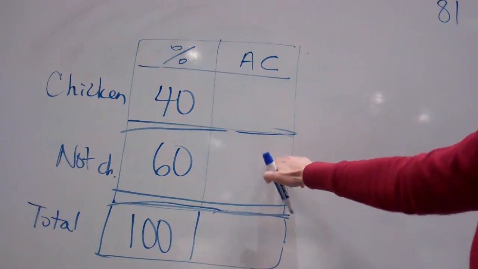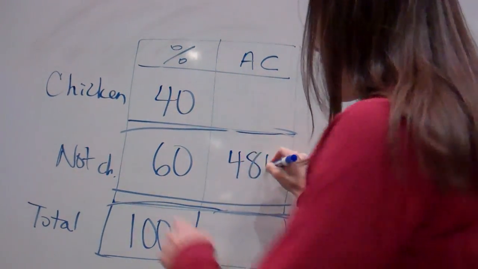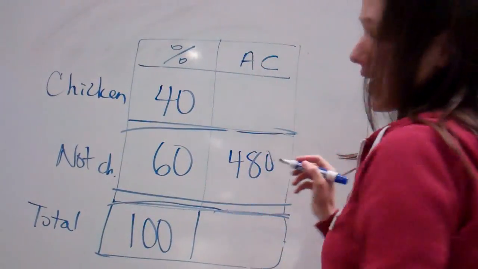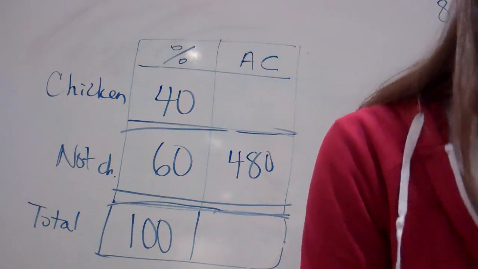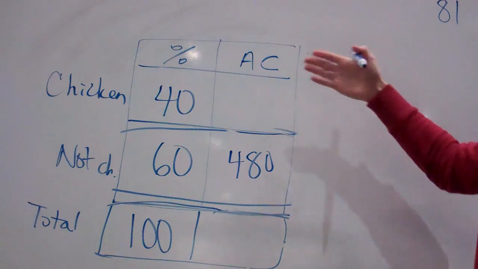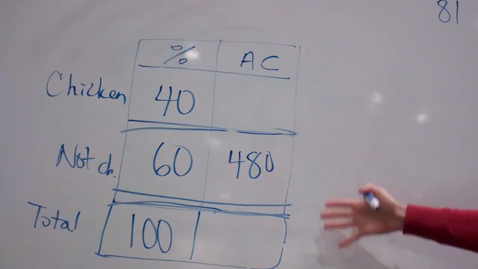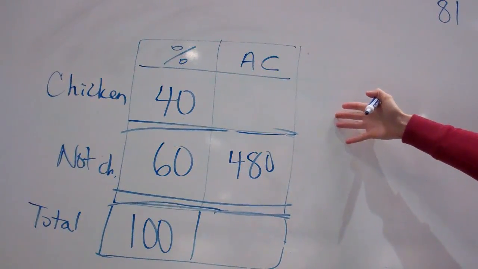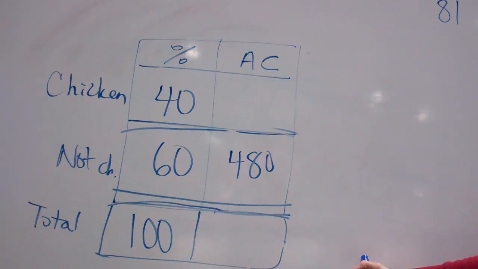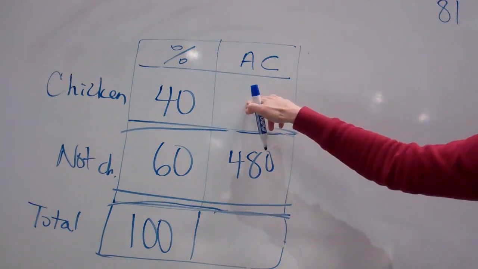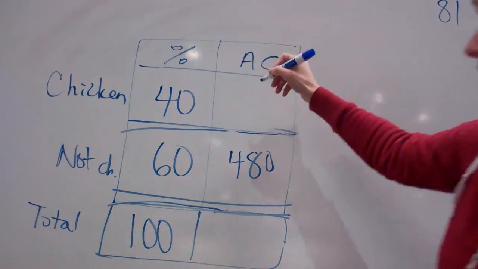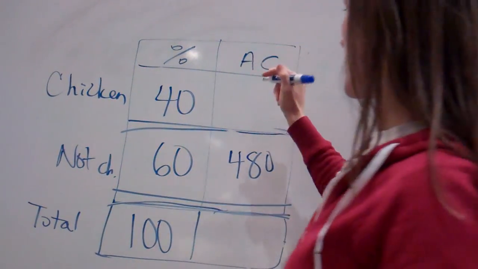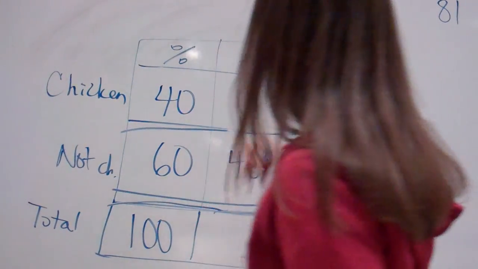Middle right. 480 did not order chicken. That's my actual count. Then what's the question? How many of the customers ordered chicken? Which one am I going to put an X on or a question mark? Top right or bottom right? Top right. Because I want to know how many customers ordered chicken, not how many total customers or anything like that. So this is where I'm going to put a C for chicken.